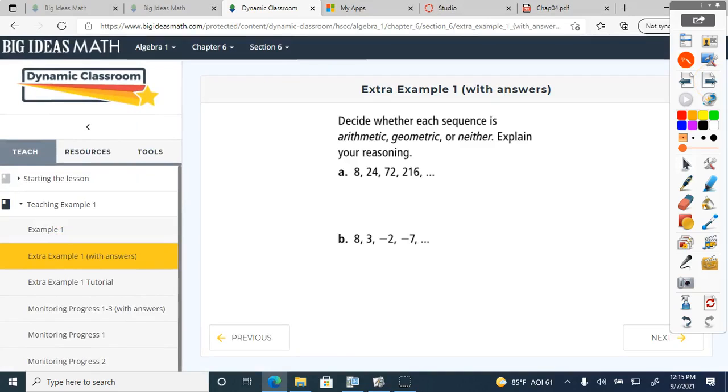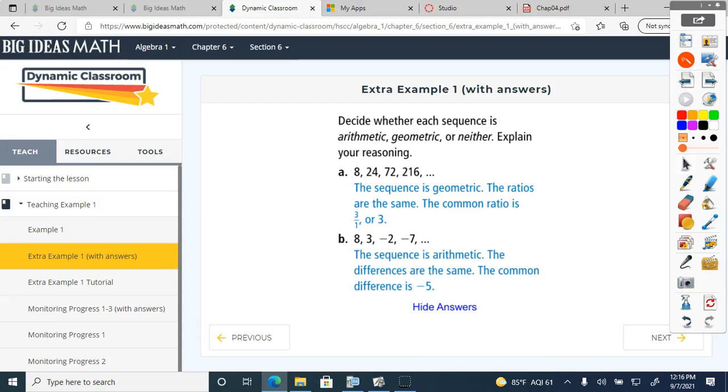How about A there? 8, 24, 72, 216. They are multiplying by 3 every time, so it would be geometric. Okay. And what about the next one? 8, 3, -2, -7. They are adding -5, so that one is arithmetic. Okay. See, notice how it says the common difference is -5.